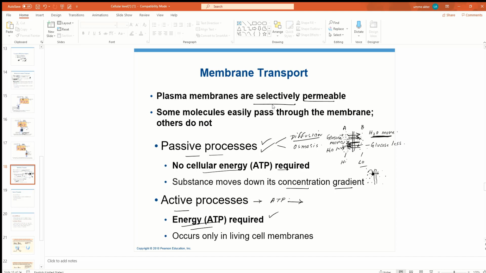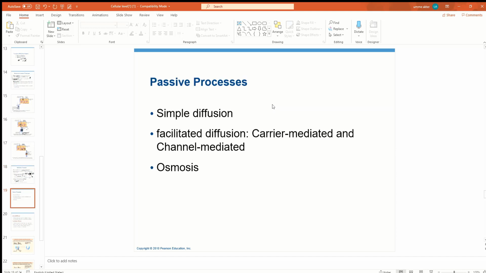It is like, if you want to cross a lake, you can cross by yourself, or you can sit on a boat and that can take you to the other side. Either way you can go to the other side. So if you sit on another vehicle, that is carrier-mediated diffusion. But no energy is required in diffusion because it belongs to passive processes.